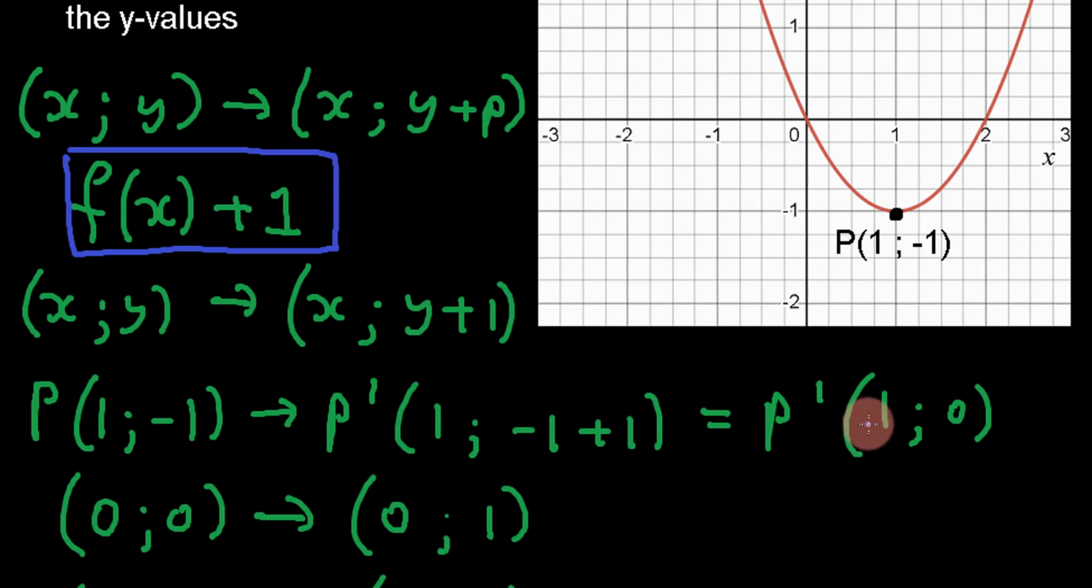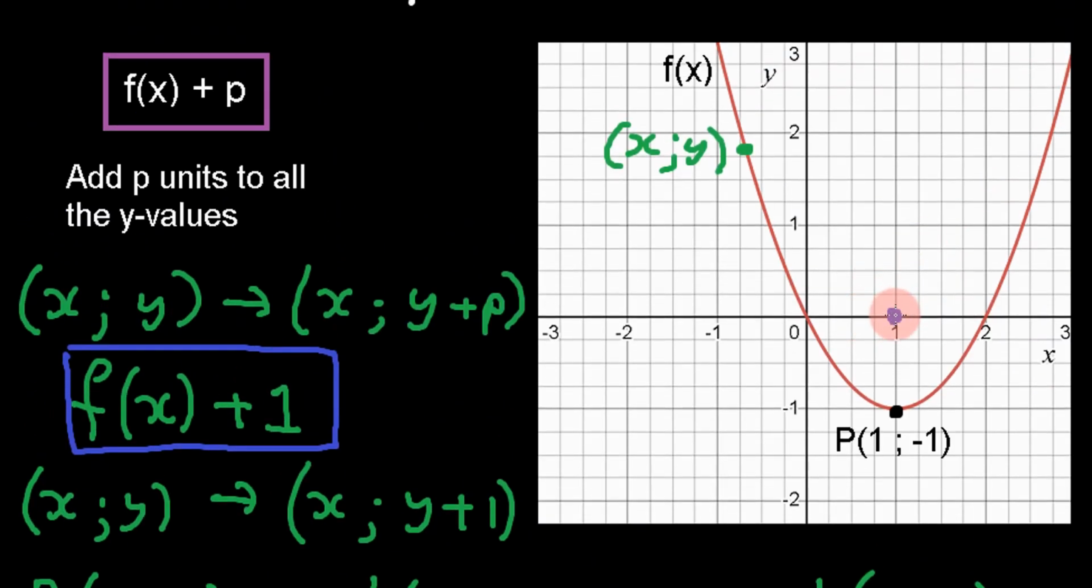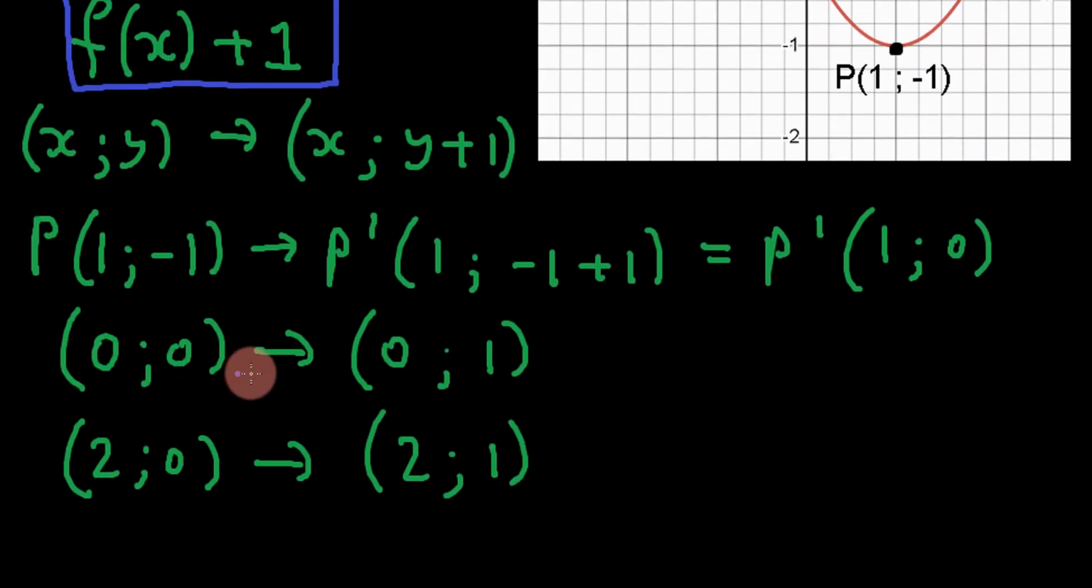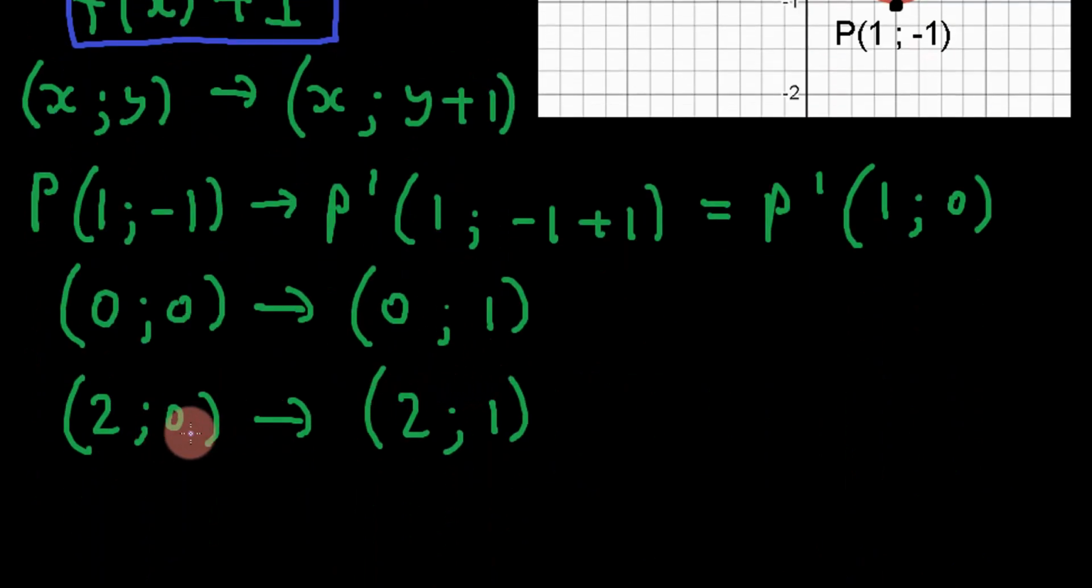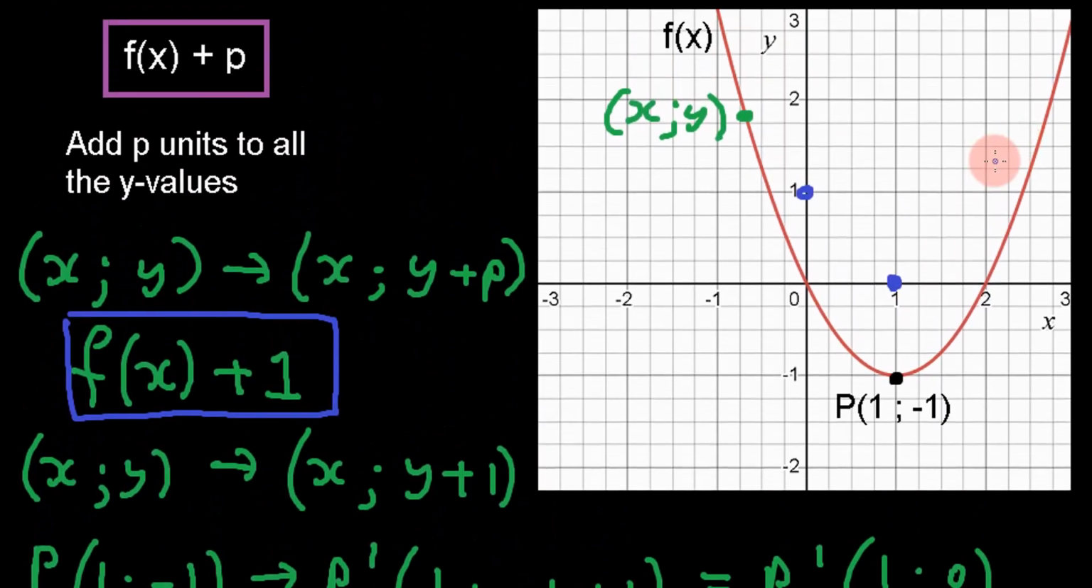So P prime, 1, 0 will be over here. 0, 0 will become 0, 1, which is over here. And then 2, 0 becomes 2, 1. So 2, 1, which is here. And we can now draw a graph. And this blue graph will be the graph of f of x plus 1. So we can see that under the transformation f of x plus 1, the graph of f of x has shifted up 1 unit. So a vertical translation or shift of 1 unit up.